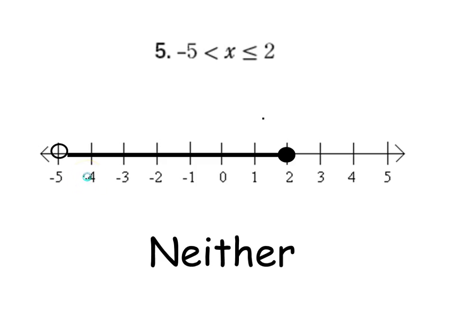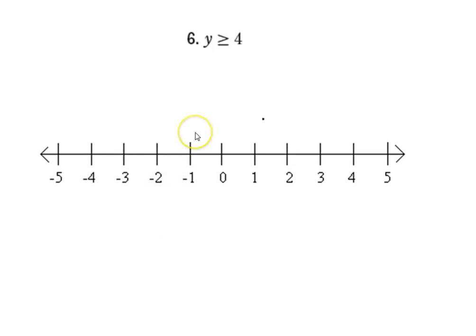Number 6. We have y is greater than or equal to 4. So I'm going to find 4 on the number line. It is right here. And then y can be greater than 4. Notice again it's colored in because y can be equal to 4. And y can be anything that's bigger than 4, which is this direction.